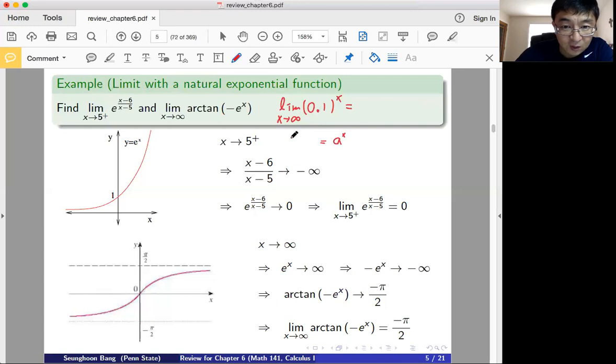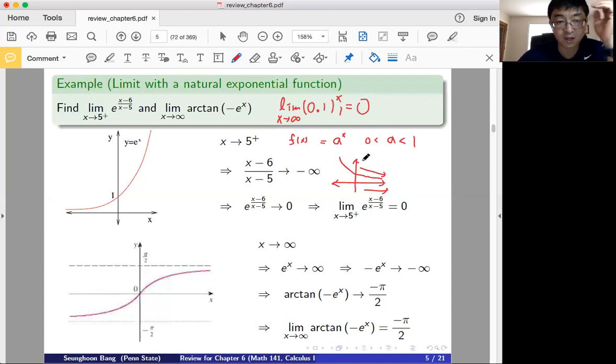This is f of x equals a to the x, where the base a is between 0 and 1. What's the graph of this one like? The graph is like this. So as the x value approaches minus infinity, a to the x approaches 0. The answer is 0. You need to know some of the general exponential functions and general logarithmic functions. You have to know both of them.